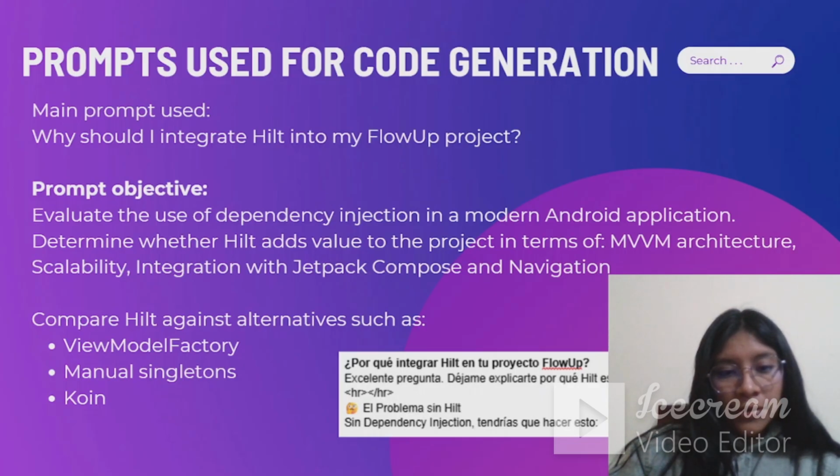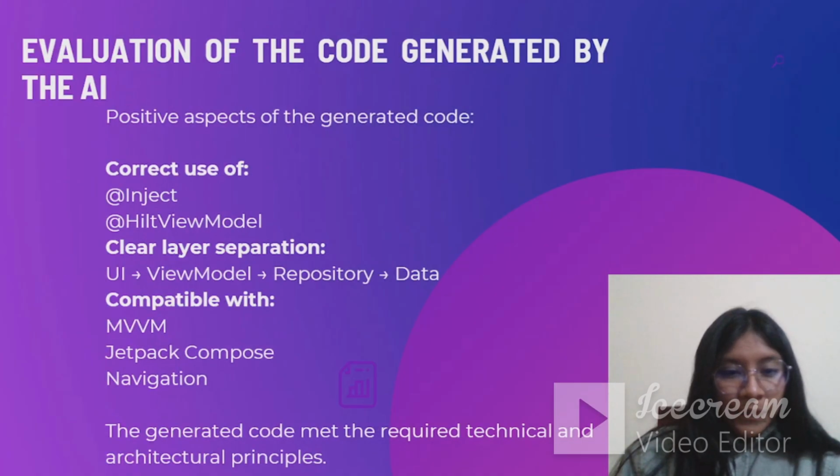The prompt used to support architectural decisions: we used AI with the prompt, why should I integrate Hilt into my FlowUp project? The goal was to evaluate dependency injection in a modern Android app and compare Hilt with alternatives like ViewModel Factory, manual singletons, and Koin.